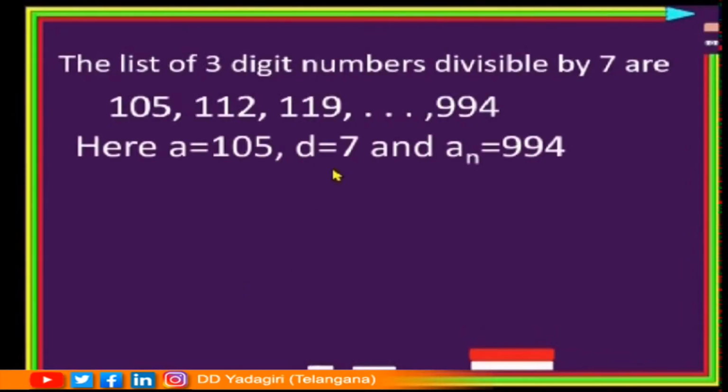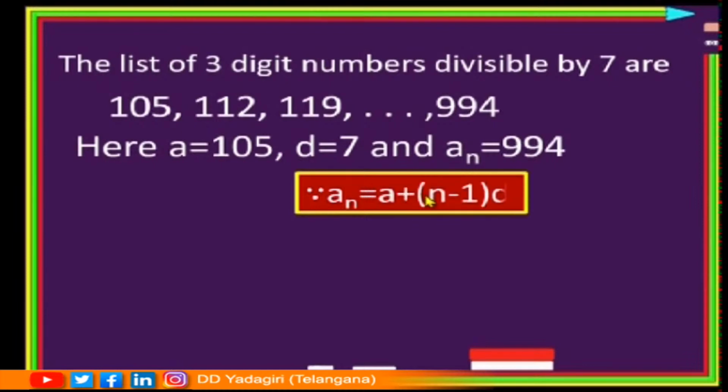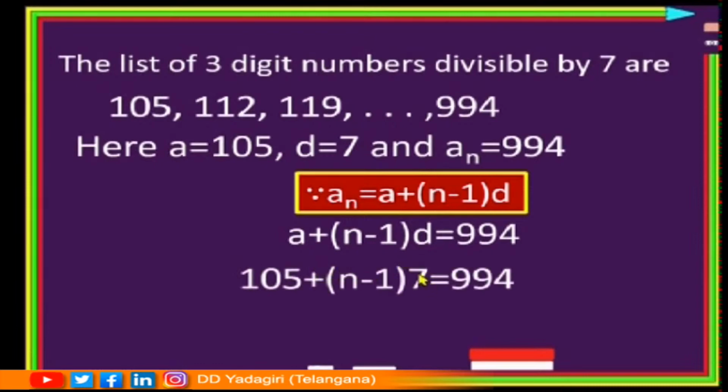What is the first term? 105, right? And what is the common difference? As it is divisible by 7, the common difference is 7. Now let us assume that the last term an is equal to 994. By using the formula an equals a plus n minus 1 into d, we can find the value of n. So a plus n minus 1 into d is 994. Here a is 105 and d is 7. Solving, n minus 1 into 7 is equal to, bringing 105 to the right-hand side, 994 minus 105.